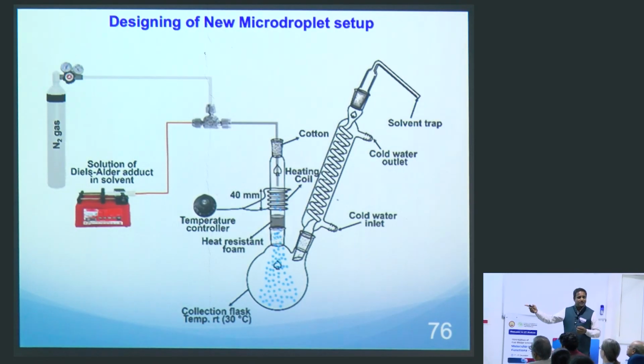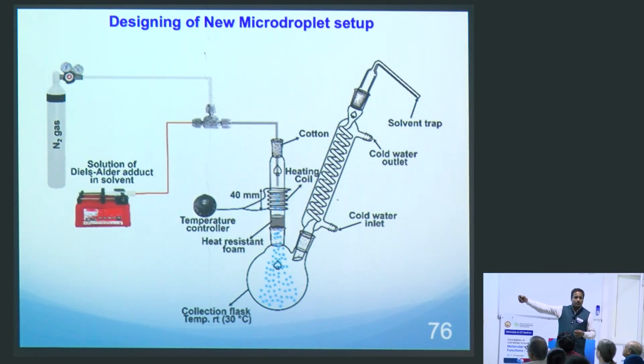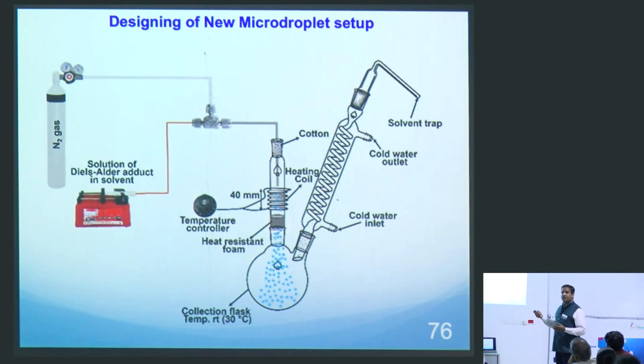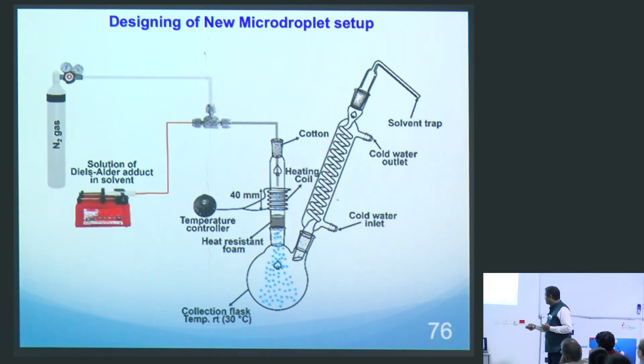But in the case of a bulk reaction, you have to heat continuously for 12 hours, which produces multiple byproducts. But here it will not. Either starting material or product, if some starting material is there, one can go for another cycle. That's the advantage of the microdroplet method.